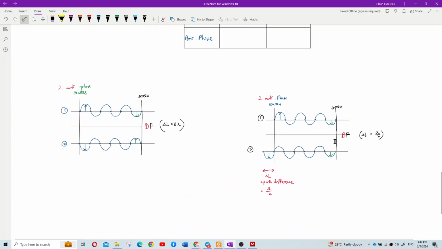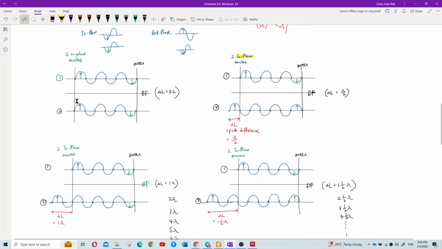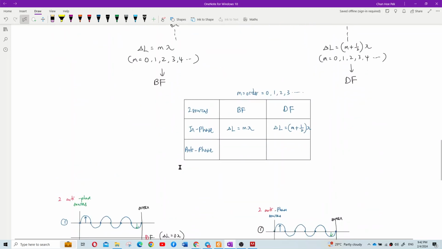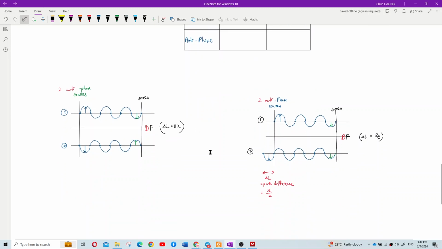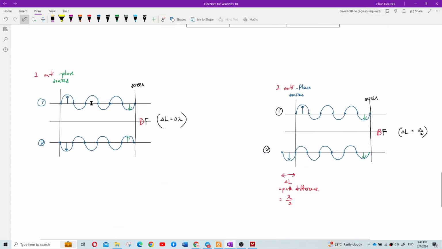Do you see the difference, class, between in-phase source and with anti-phase source? Can you see the pattern now? So I can predict. I don't need to copy and paste all the other example, but it's very clear now. So the next one for dark fringe will be 1 lambda, 2 lambda, 3 lambda, yeah, and so on until delta L is equal to m lambda. So produce dark fringe, isn't it, class?